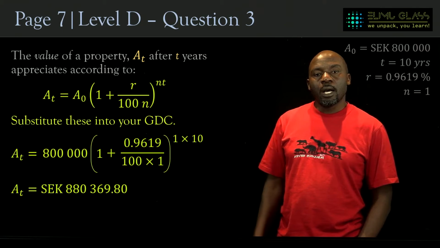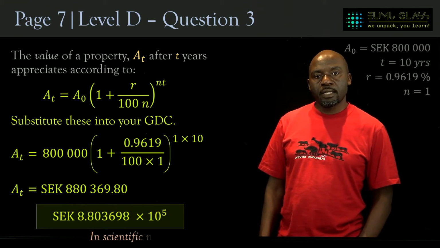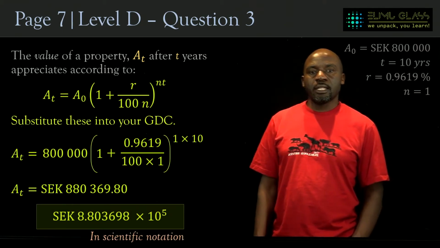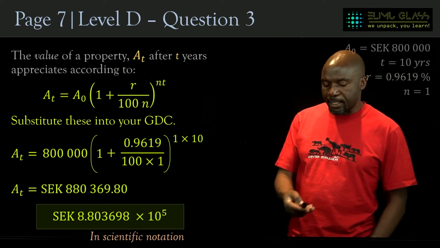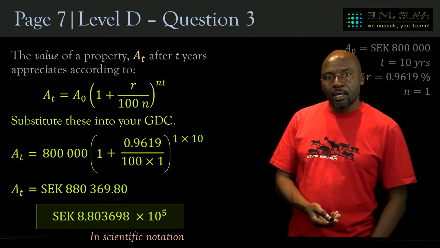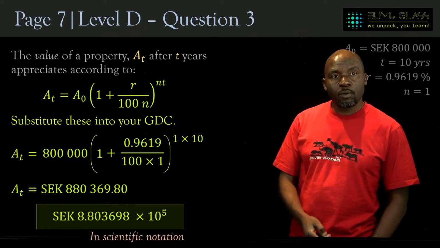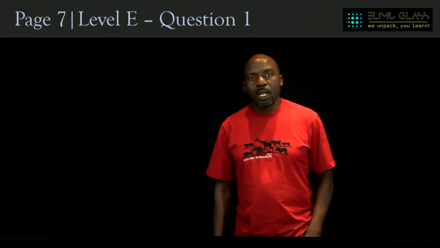Okay? If the answer is required in scientific notation, then it is 8.803698 multiplied by 10 to the power of 5. Okay, that is how we answer that question. Let's move on to the next one.